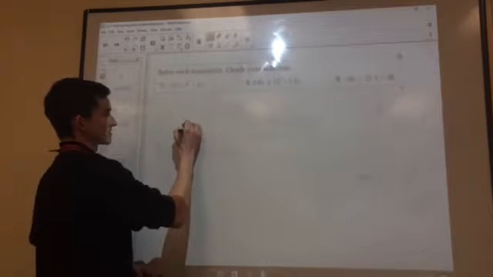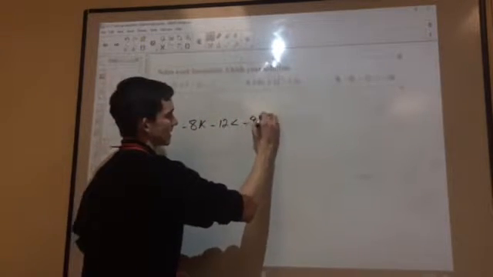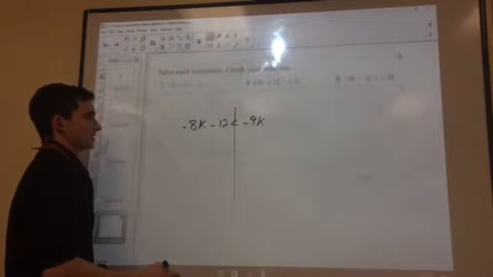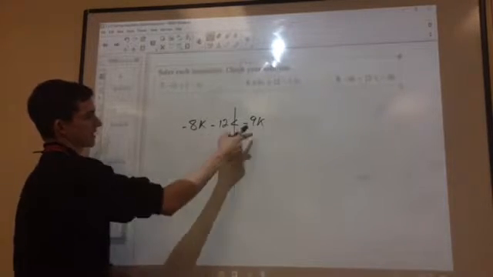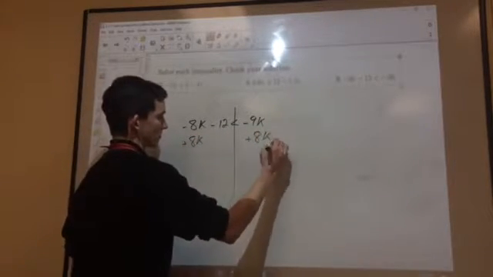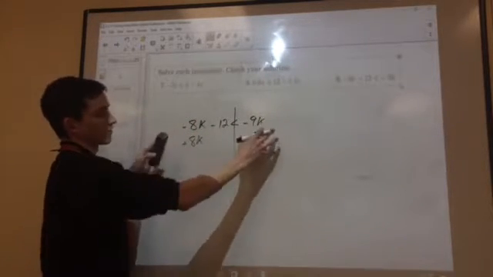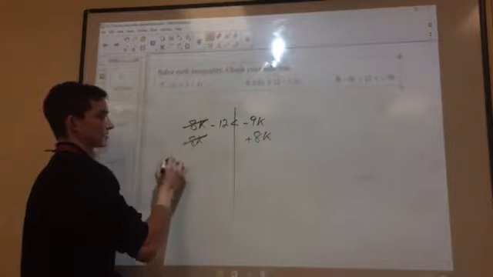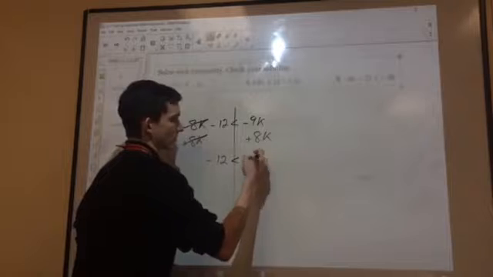So last one on this type of example: negative 8k minus 12 is less than negative 9k. Alright, so solving this, let's do it this way. I'm going to add 8k to each side. What I was doing in my head just then was deciding whether I want to add 9k to each side or 8k to each side. So which side do I want to remove the k's from is pretty much what I was thinking. So I decided to remove them from the left side. So I end up with negative 12 is less than negative 1k.